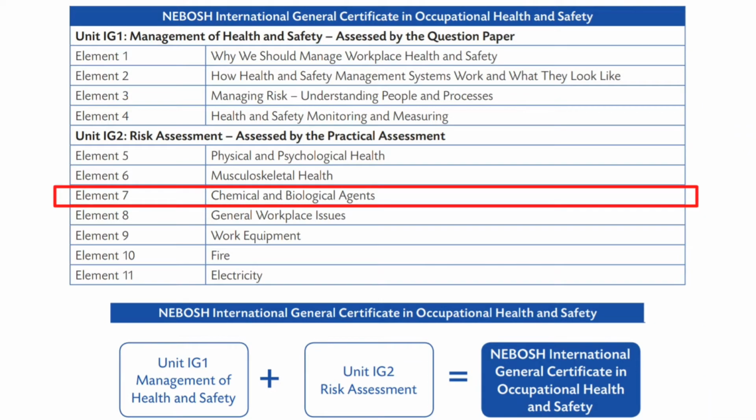NEBOSH International General Certificate in Occupational Health and Safety Unit IG2. Element 7, Chemical and Biological Agents.